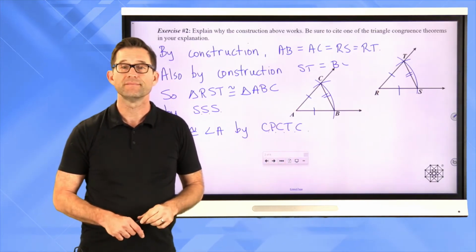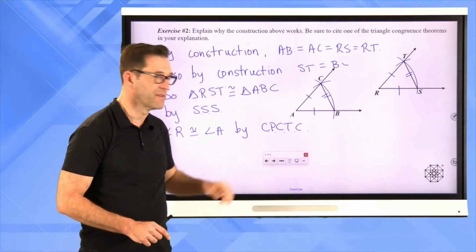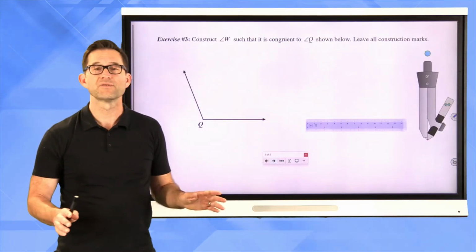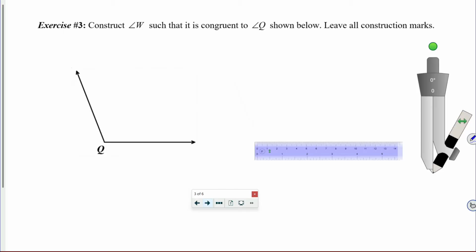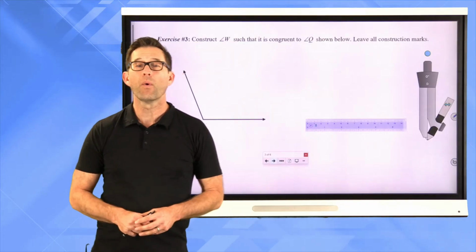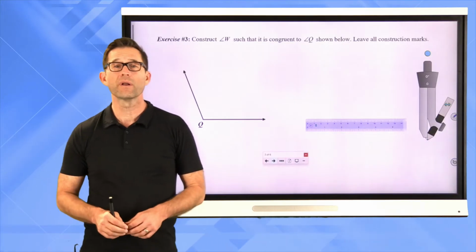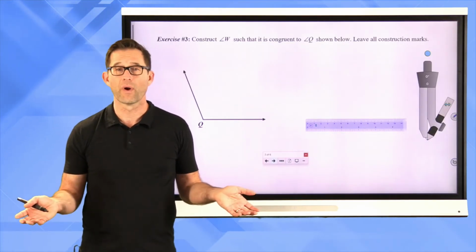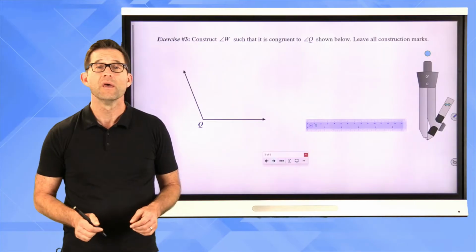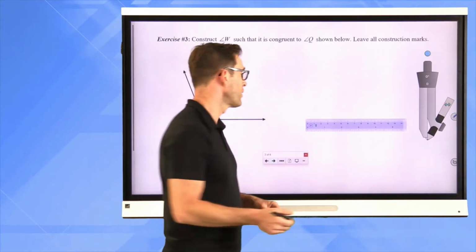All right? Let's get a little practice on this. All right, exercise number 3. Construct angle W such that it is congruent to angle Q shown below. Leave all construction marks. All right, well, let me walk you through this again, okay? The first thing I want to do is draw an initial ray, and it really doesn't matter how long it is because I'm not trying to reproduce a length here, right?